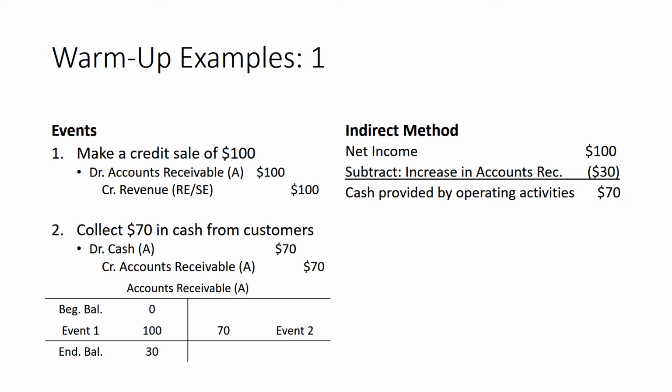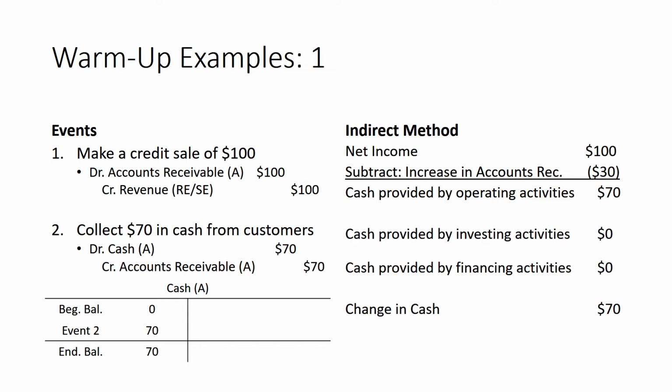Hence, this would give us a cash flow from operating activities of $70. Notice that the cash T account has an ending balance of $70, and our cash flow from operating activities is also $70. This is because the cash from investing and financing activities are 0. Therefore, the change in cash is once again $70.